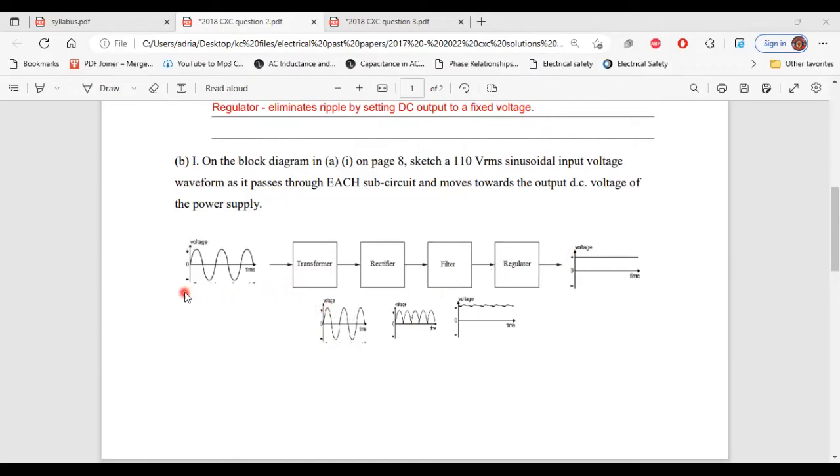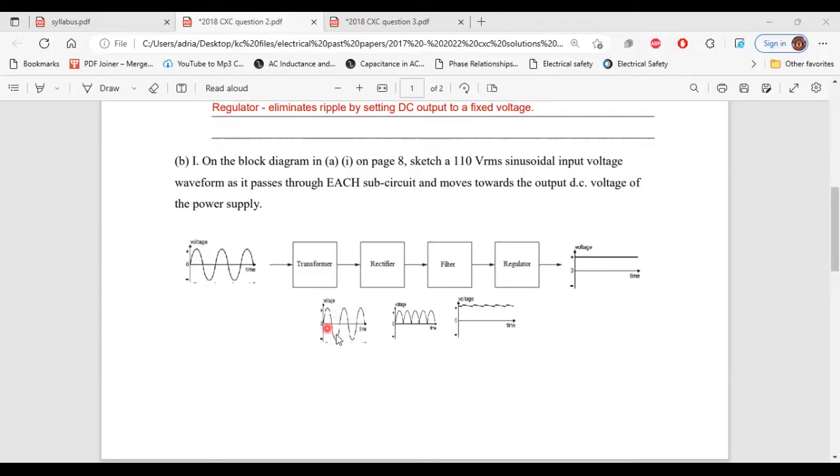Now, here we have a sine wave. All right, so this is a sine wave that will be going into the transformer. From the output of the transformer side, you're also seeing another sine wave, but there's a difference between both of them. The input sine wave is greater and the output sine wave is smaller. And that is because the transformer is used to step down the voltage.